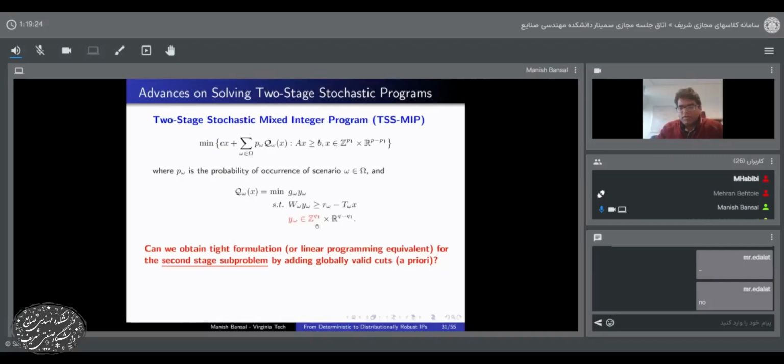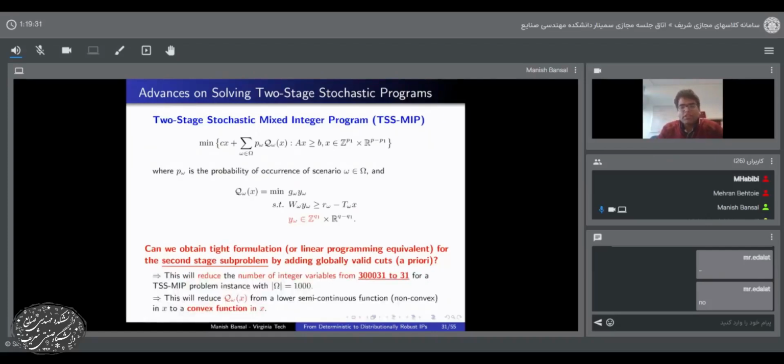This framework is referred to as the second-stage convexification approach. If we can do that, we will be able to reduce the number of integer variables in the extensive formulation from 300,031 to 31. Here I'm considering 10,000 scenarios, and each scenario has 30 integer variables. So all of those variables are gone. Or if I'm considering 1,000 scenarios, each has 300 integer variables.